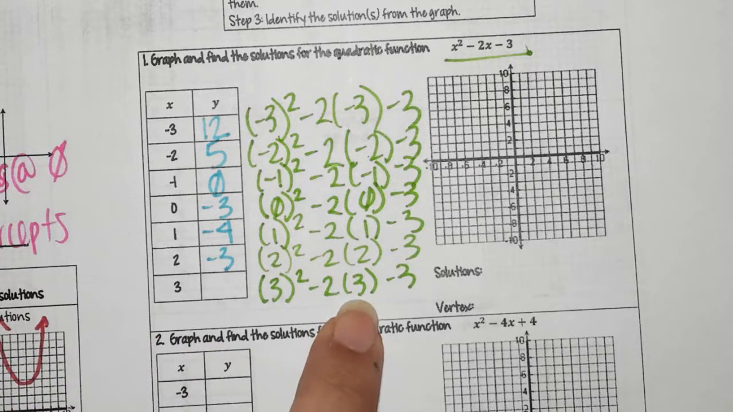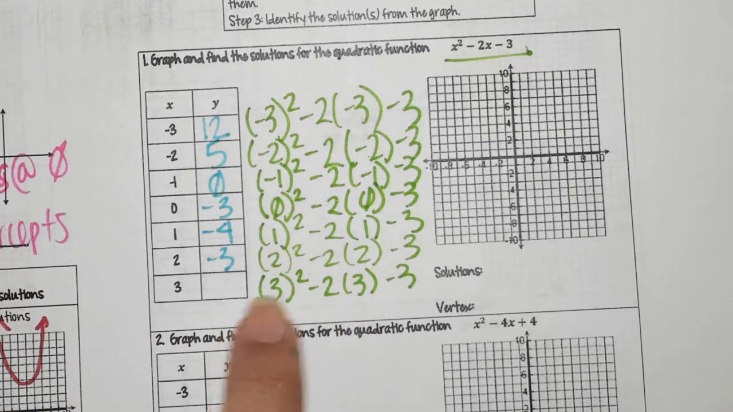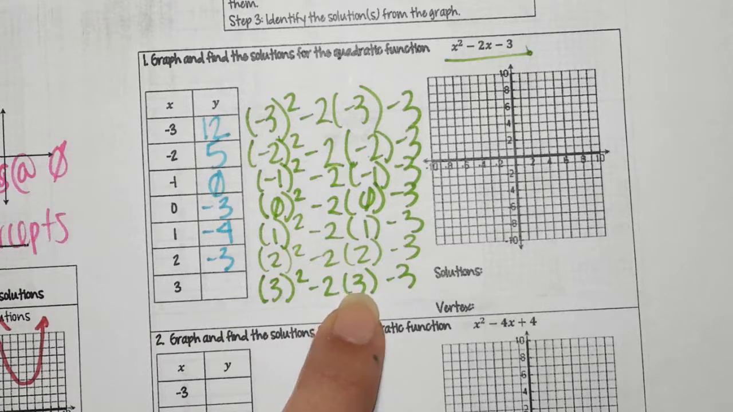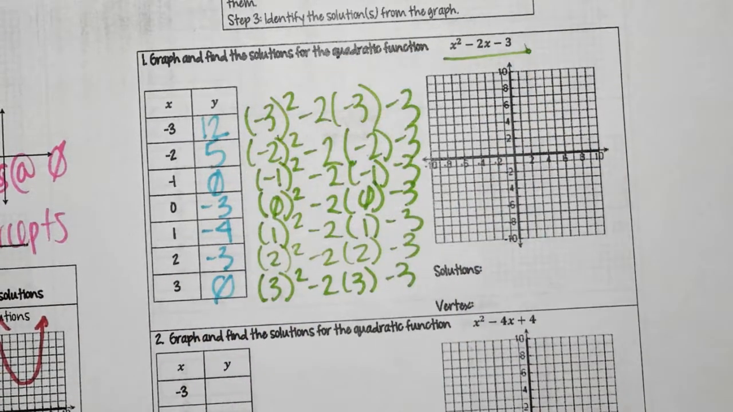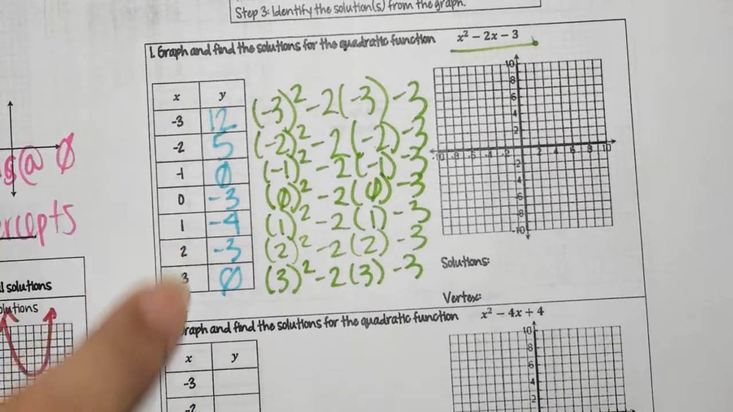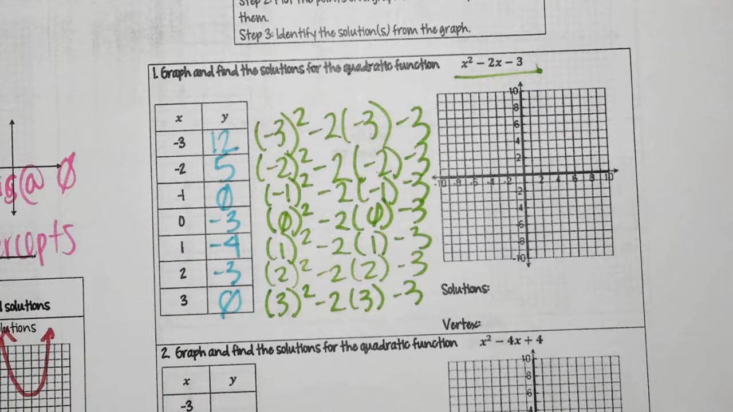So what is 3 squared? 9. What's 2 times 3? 6. What's 9 minus 6? 3 minus 3? 0. Are we going back up? Are the numbers repeating? Yes. So based on this, based on our table, what is the vertex?